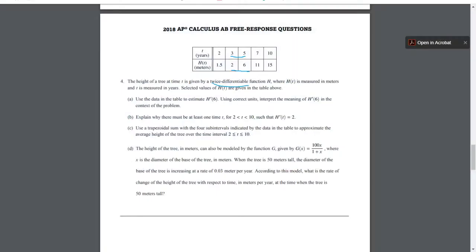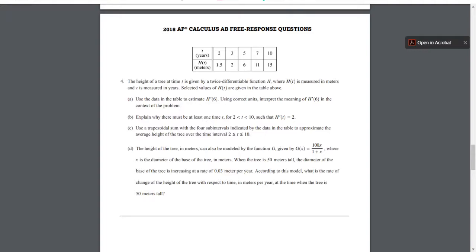C. Use a trapezoidal sum with 4 subintervals indicated by the data in the table to approximate the average height of the tree over the time interval 2 to 10. So it's kind of telling you what to do. Use a trapezoidal sum, and so on.